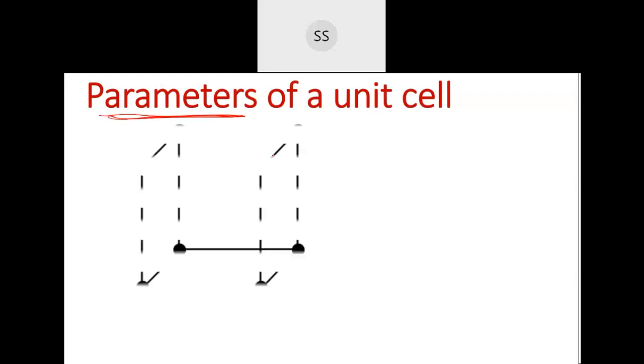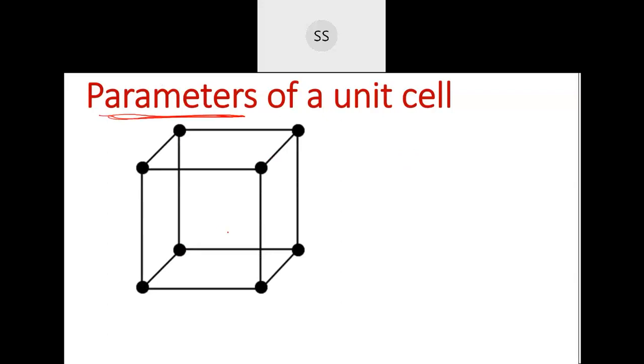So if I have this as a unit cell, let's see what those parameters are. The first parameter which I'm going to talk about is the dimension, the length. There are three edges for the unit cell. These can be different or sometimes the same. For example, if I'm talking about a cubic unit cell, cube means where all the sides are equal. But if you're talking about some other unit cell, then they may not have the same sides.